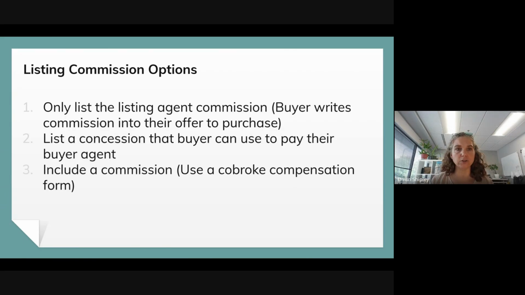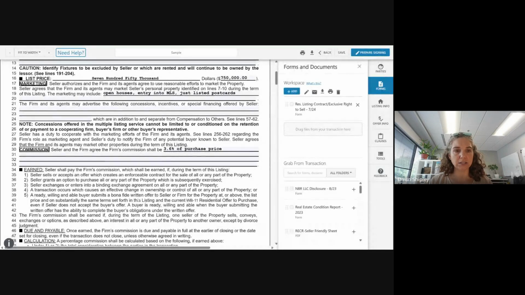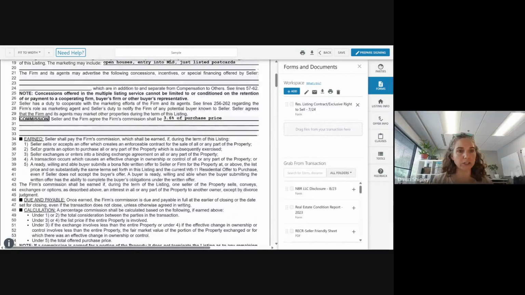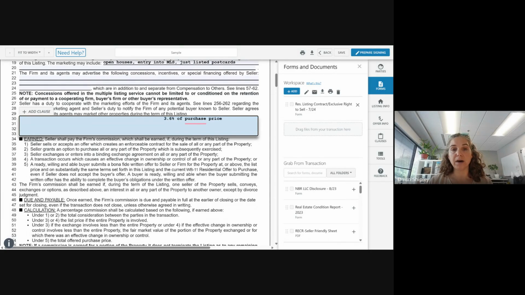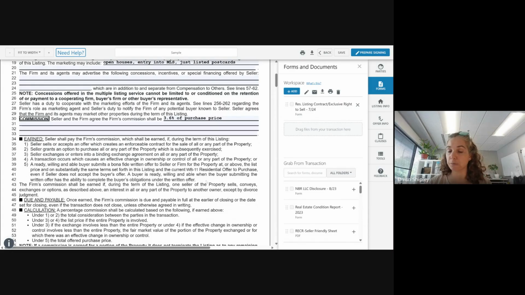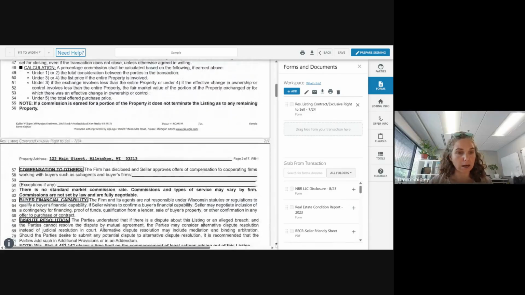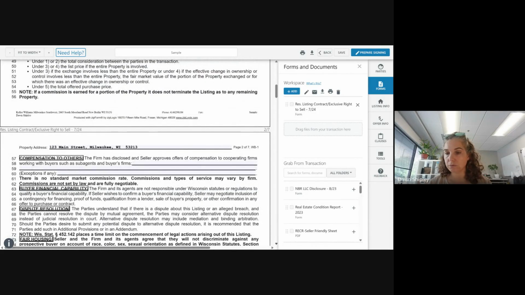So if I go over to my contract in the commission section, line 30 says seller and the firm agree that the firm's commission shall be blank. And this is where I would only list in my listing agent commission. So in this instance, I'm writing in 3.6% of purchase price. I would not put anything here on lines 22 to 24 for special concessions. And I would not put anything on lines 57 to 62 for compensation to others. So I'm going to leave those other things blank.